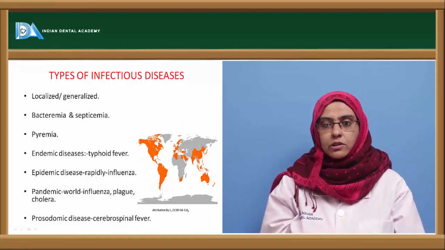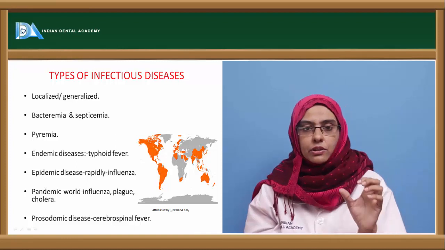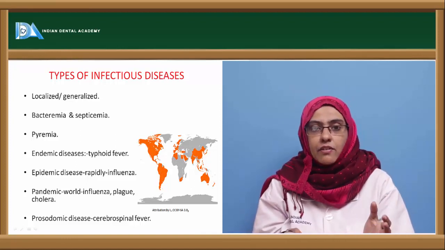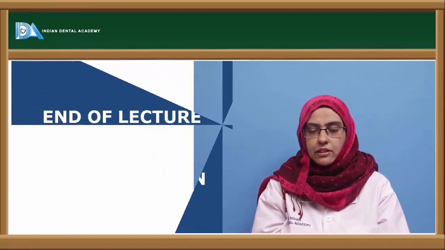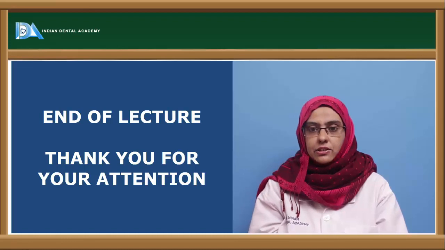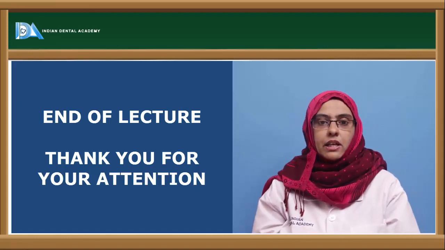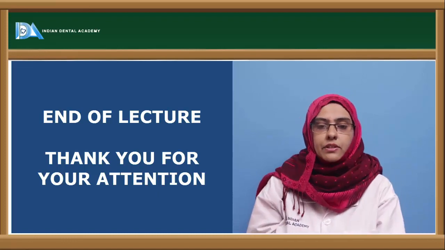Then we also have sporadic diseases, which are related to, for example, cerebrospinal fever such as encephalitis. Only a few persons are infected with this type of infection. So these are the different types of infectious disease. In this topic we have studied what infection is, and this helps us to categorize organisms and helps in the treatment process.